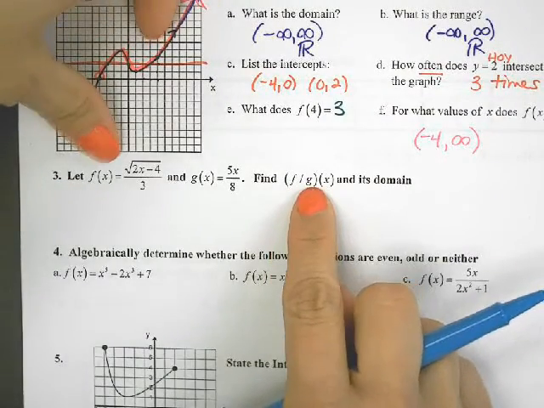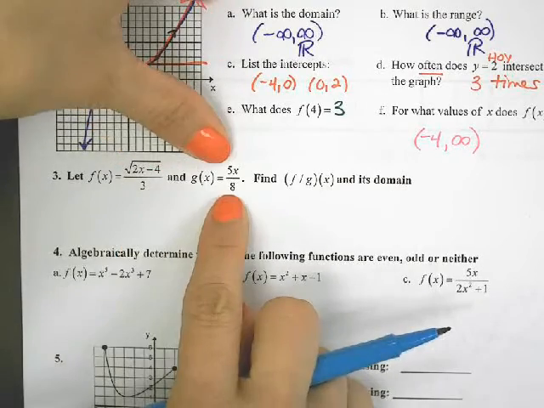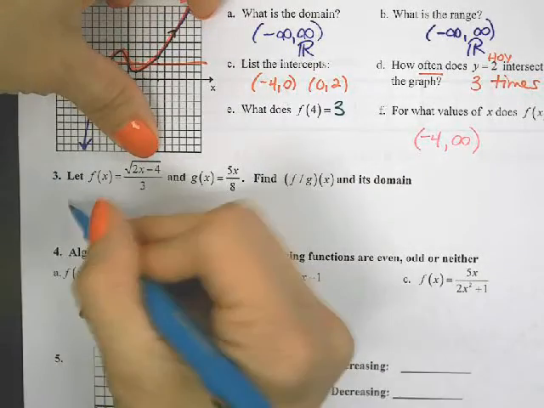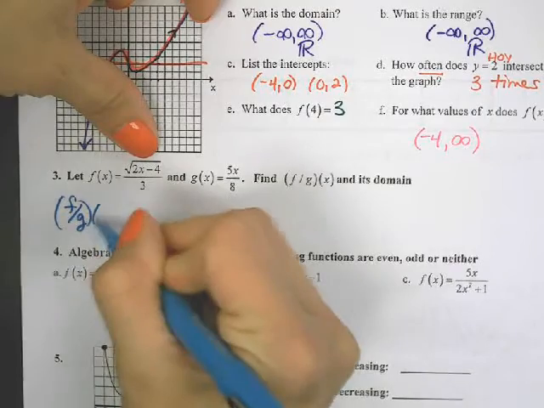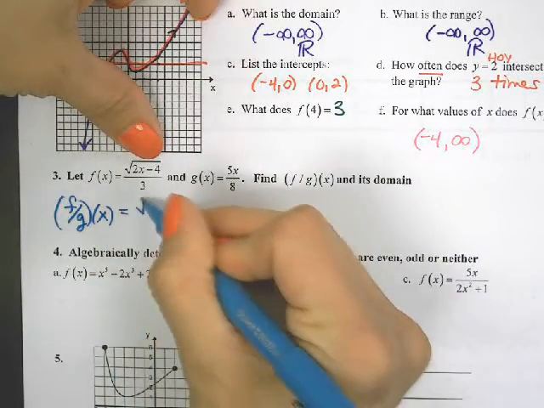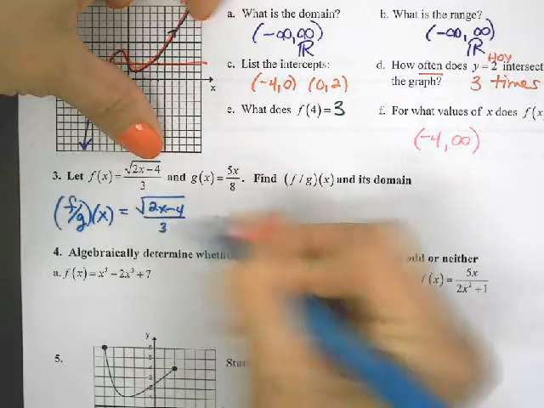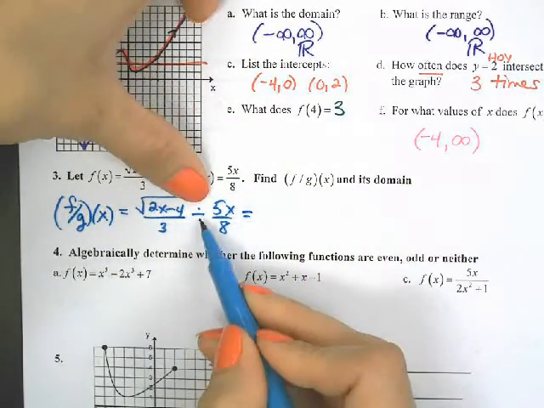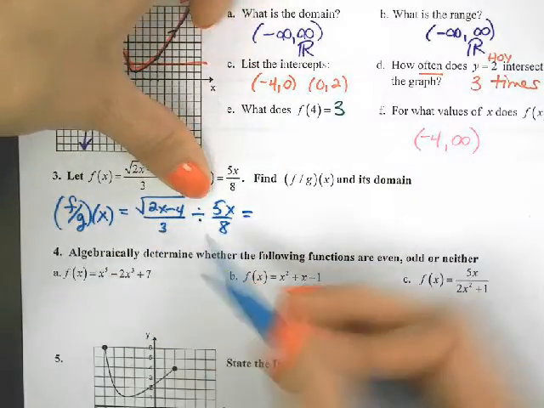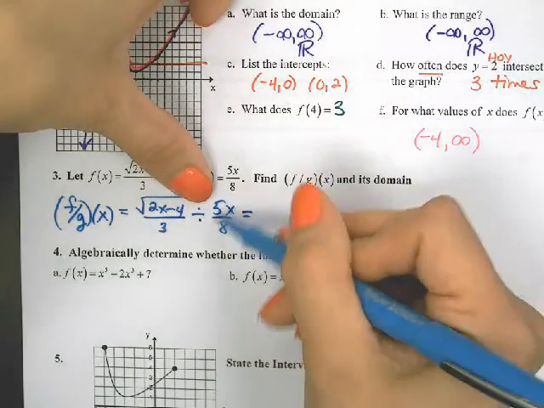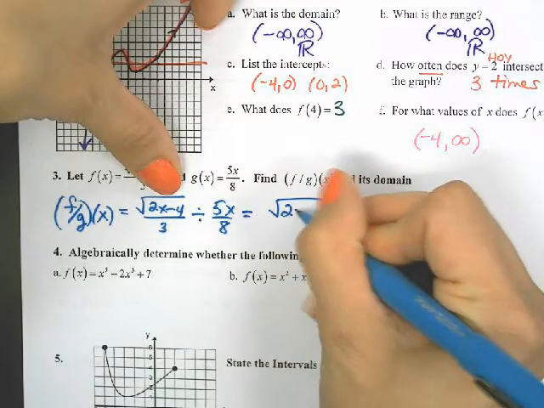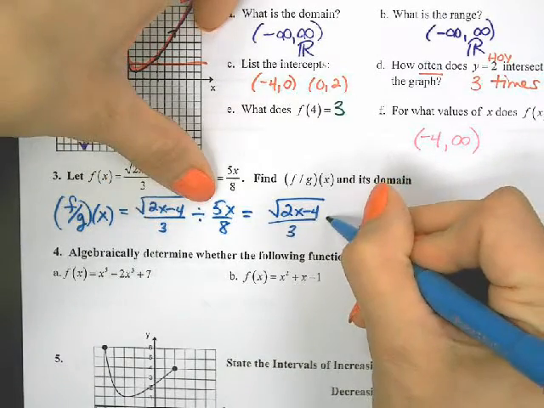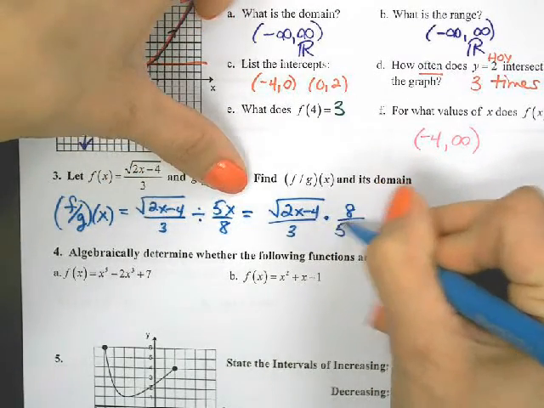F divided by G. I have to take the F function and divide by the G function. That's a lot of functions there. I think what I'm going to do is go old school. F divided by G, and they're both of variable x. So I'm going to write the F function like this, and then I'm going to say divide by the G function like that. And using my fraction knowledge from dividing, I'm going to change that to multiply and reciprocate the second one. So the first one is still the square root of 2x minus 4. And then we have a 3. Then we're going to change to multiply, flip it around to 8 over 5x.